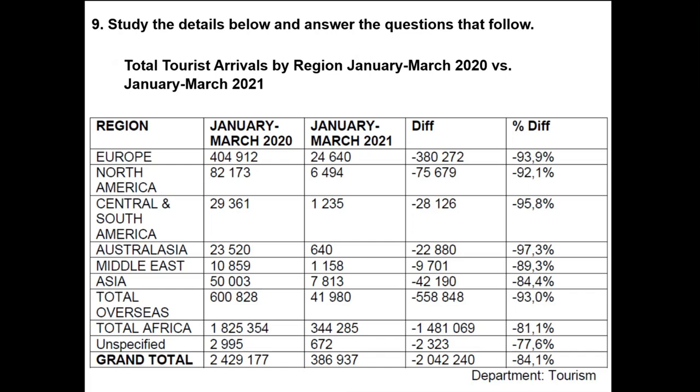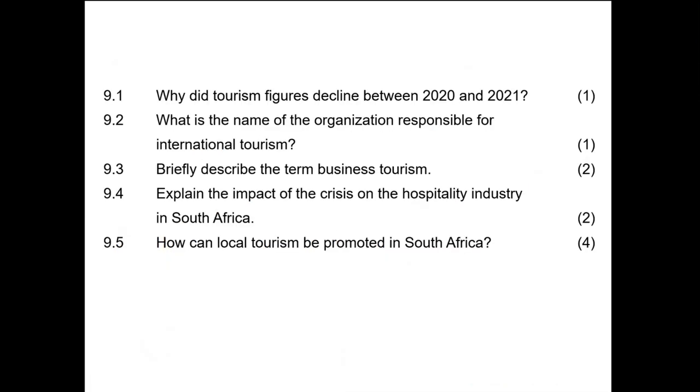And also, just to remind you guys, remember that in South Africa, we basically went into hard lockdown last year, March 2020, okay? Some countries had, I think a few weeks earlier, gone into lockdown before South Africa had done, okay? So let's have a look at those questions over there. So question 9.1. Why did tourism figures decline between 2020 and 2021? Yeah, okay. So yes, I just mentioned we went into lockdown, and why did we go into lockdown? Why did the whole world, so globally, have lockdowns? What was the reason for that? One mark.